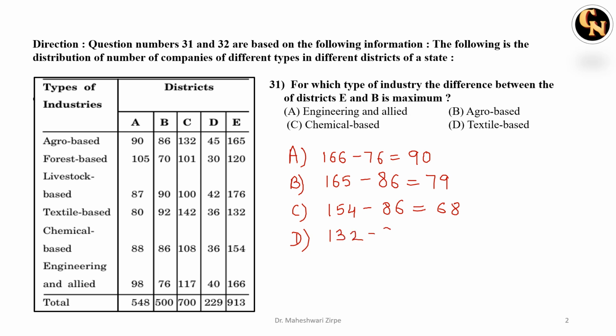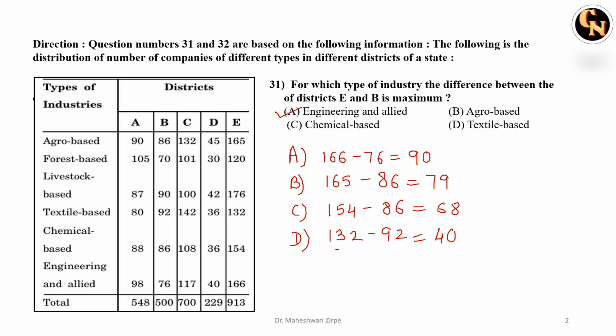So 132 minus 92. You don't even have to solve this because the first number is smaller than the previous ones, and the second number is larger. So you don't have to waste time solving this. But still I'll give you the answer, it is 40. So by just looking at the numbers you can guess whether it is bigger or smaller than the first one. So if you see all the answers, option A has the maximum difference. So engineering and allied is the answer for question number 31.